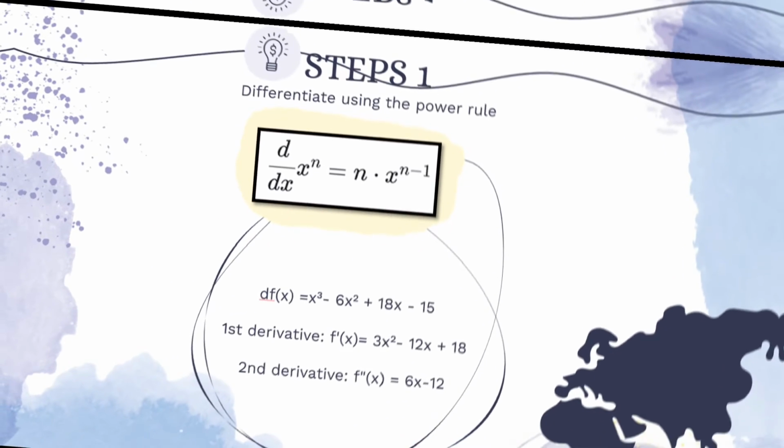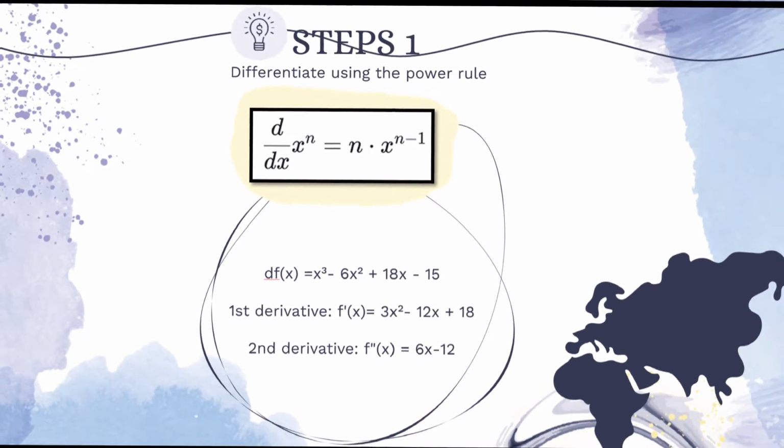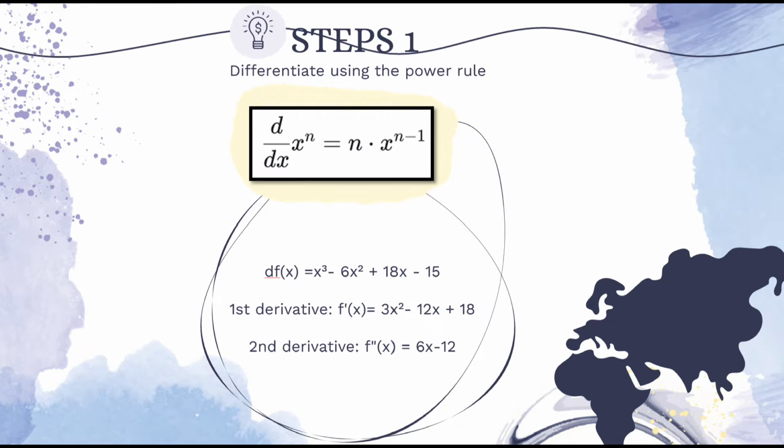Alright, so back to our question. To solve the question, step 1 is to differentiate using the power rule. By using the formula given, we will find the first derivative, which is f prime of x equal to 3x squared minus 12x plus 18. And then we can get the second derivative, which is f double prime of x equal to 6x minus 12.